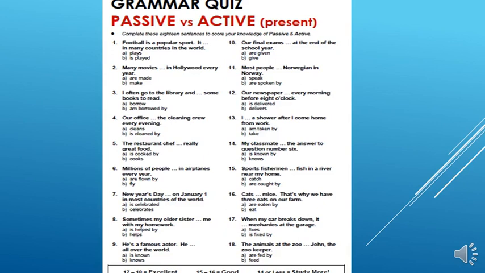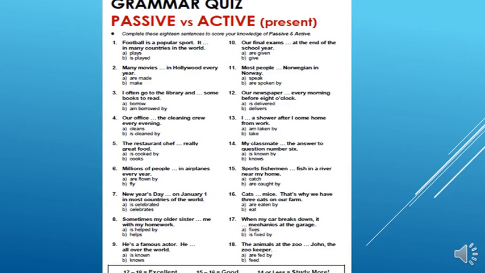12. Our newspaper dash every morning before 8 o'clock. Newspaper cannot deliver itself, so it would be A, is delivered. 13. I dash a shower after I come home from work. So I take a shower. Apparently, this is an active sentence.